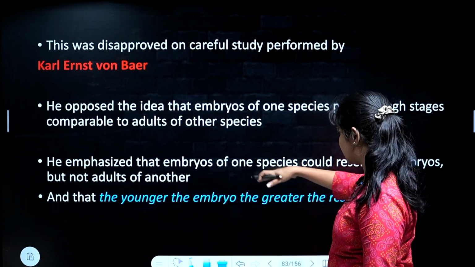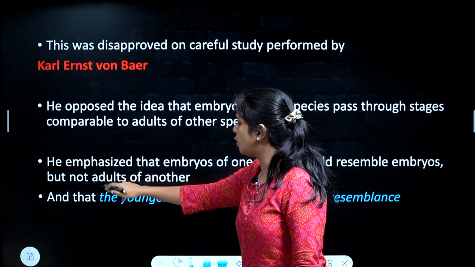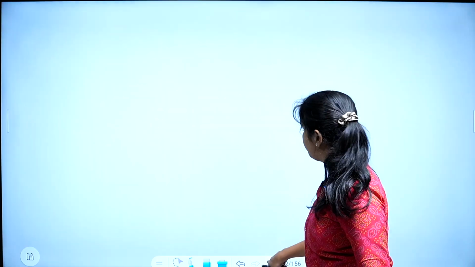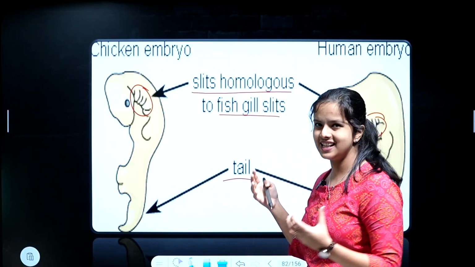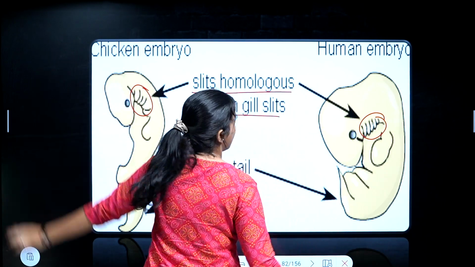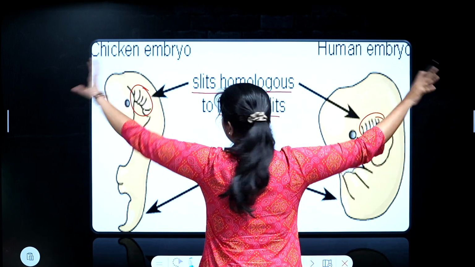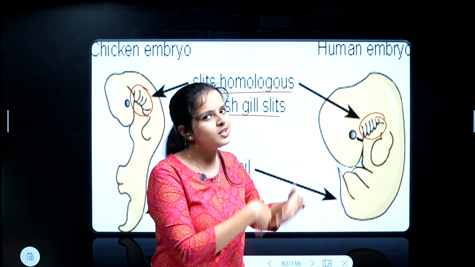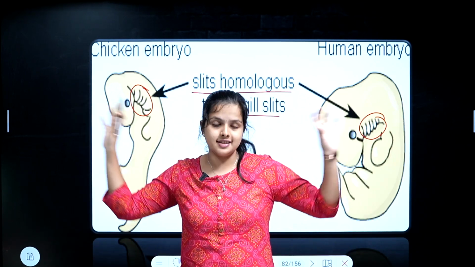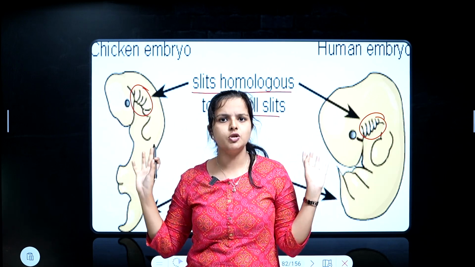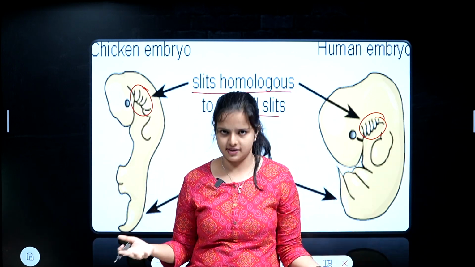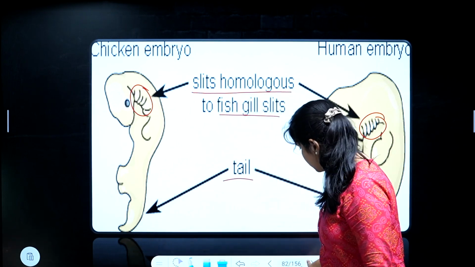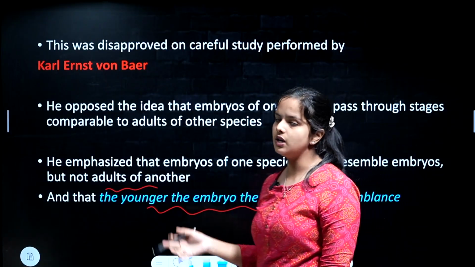He emphasized that embryos of one species could resemble embryos of others, but not adults. He also said that the younger the embryo, the greater the resemblance. If you look at this figure, the chicken embryo would grow into a chicken and the human embryo would grow into a human. They are growing in two different ways, because a chicken looks nothing like a human, right? As the embryos mature, they become two different forms. So if we want to compare embryos, we should compare them at the youngest stage possible, because the younger the embryo, the more the resemblance. That's what Carl Ernst von Baer said.